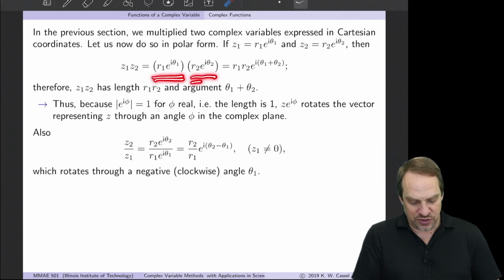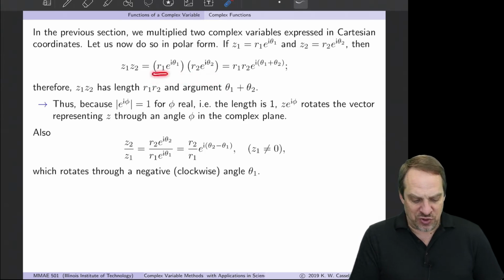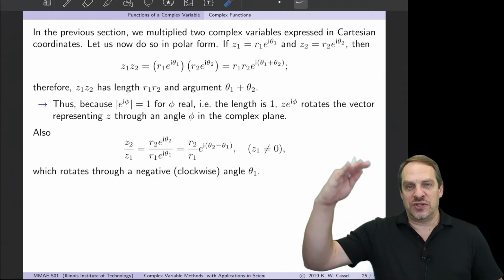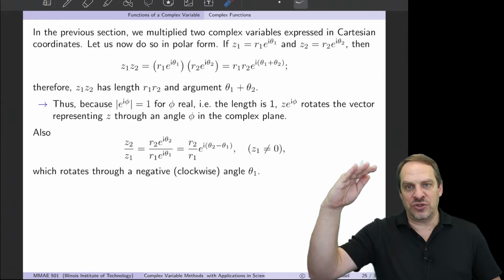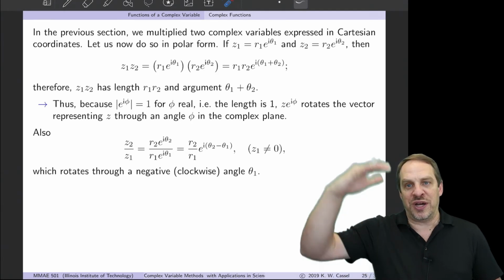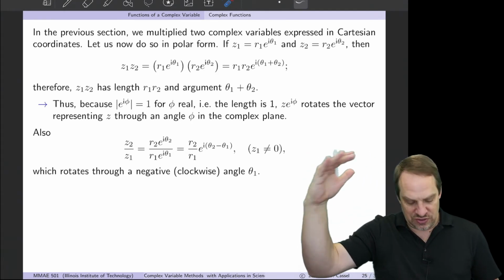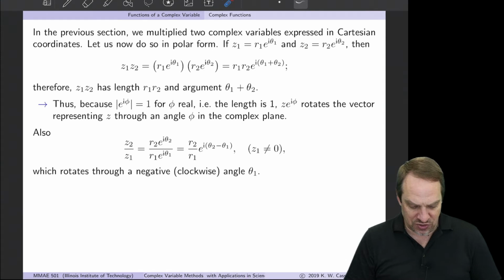That's z1 and z2. So we have the product of the r's, r1 times r2. So the length of the product z1 times z2 is r1 times r2. So it's just take those two radial distances from the origin to the two points, multiply them together, and that gives you the distance to z1 times z2.